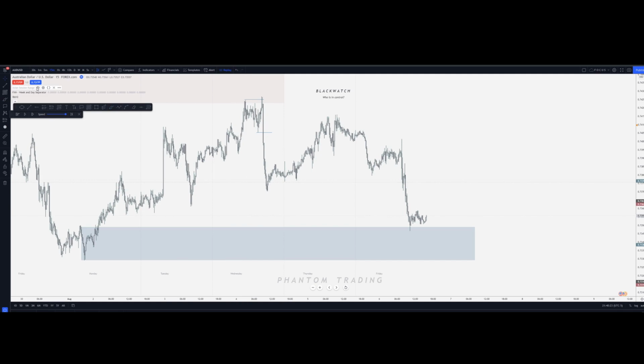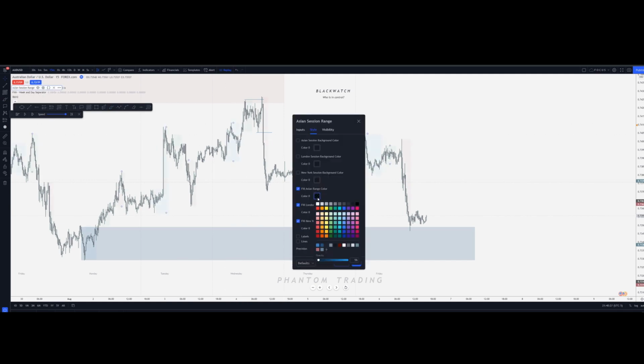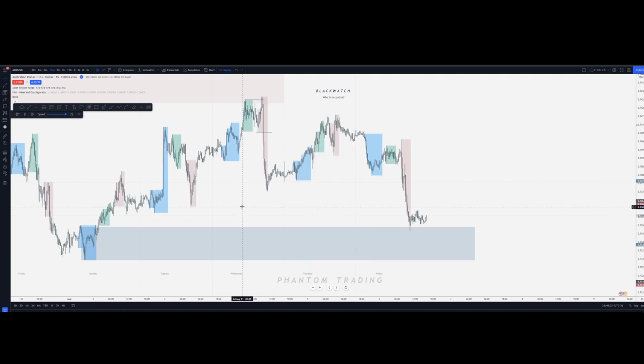Let me turn this on. I'm going to have to turn this up. Oh, that's hideous. Right, but what do you notice? New York low, Asia low. New York low, Asia low, London low, Asia low, right?